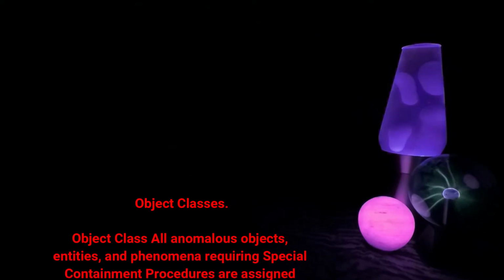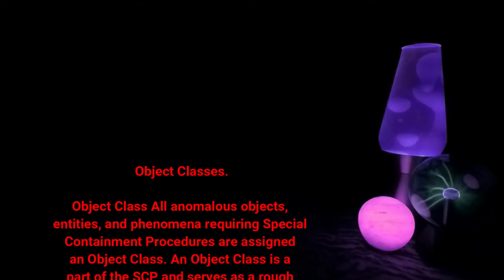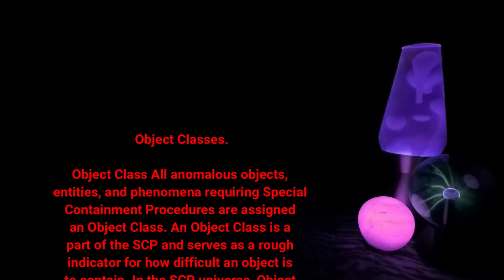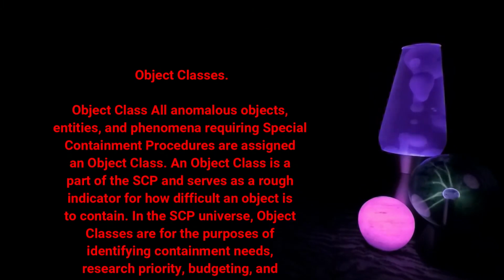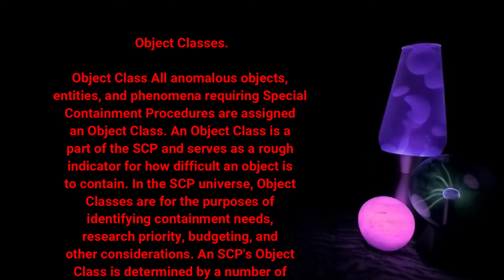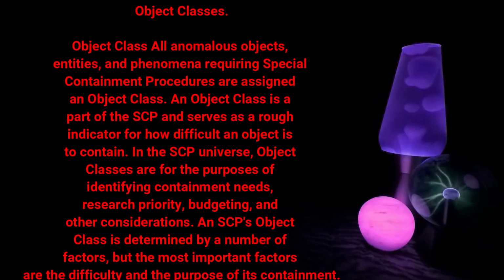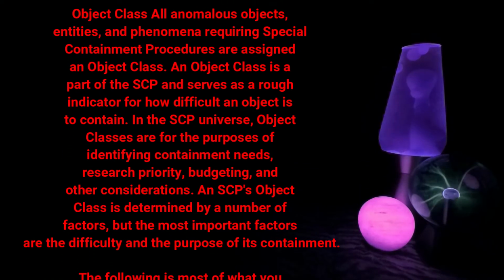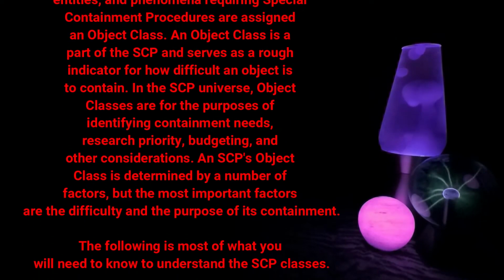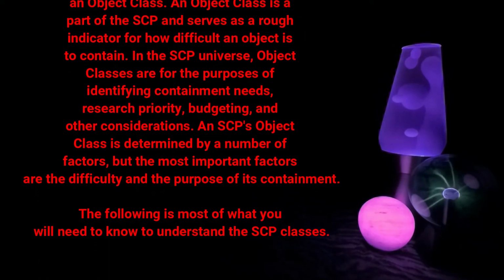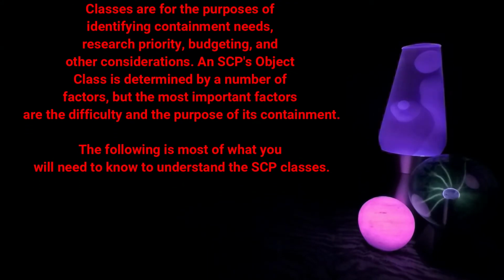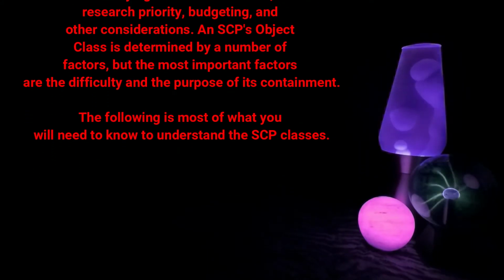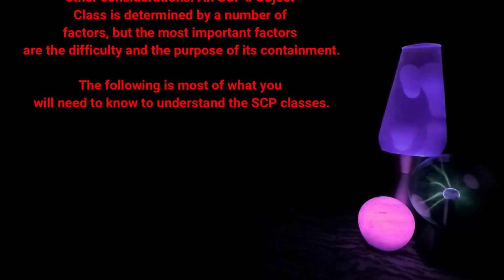Object classes. All anomalous objects, entities, and phenomena requiring special containment procedures are assigned an object class. An object class is a part of the SCP and serves as a rough indicator for how difficult an object is to contain. In the SCP universe, object classes are for the purposes of identifying containment needs, research priority, budgeting, and other considerations. An SCP's object class is determined by a number of factors, but the most important factors are the difficulty and the purpose of its containment.